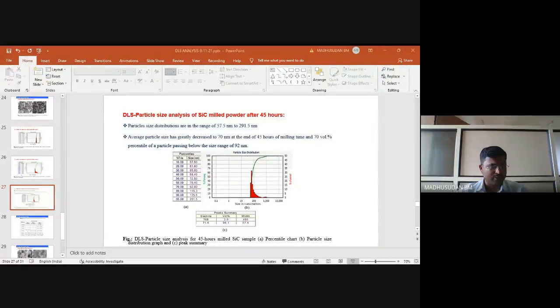Apart from that, almost 90% of the particles look to be around the size range of 100 nanometer. And at the peak summary, it is confirmed that the majority of the particles, based on the volume percentage of the sample we put in that glass chamber, 96.1 volume percentage of the particles are in the size range of 71.6 nanometer.